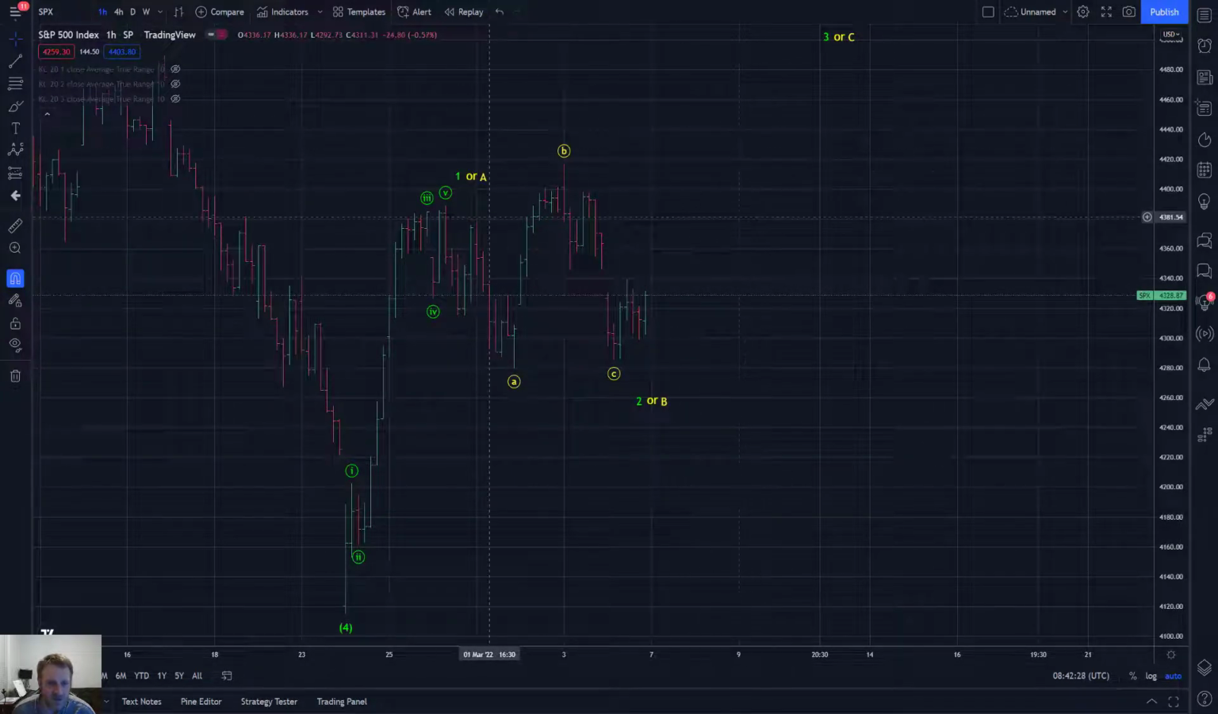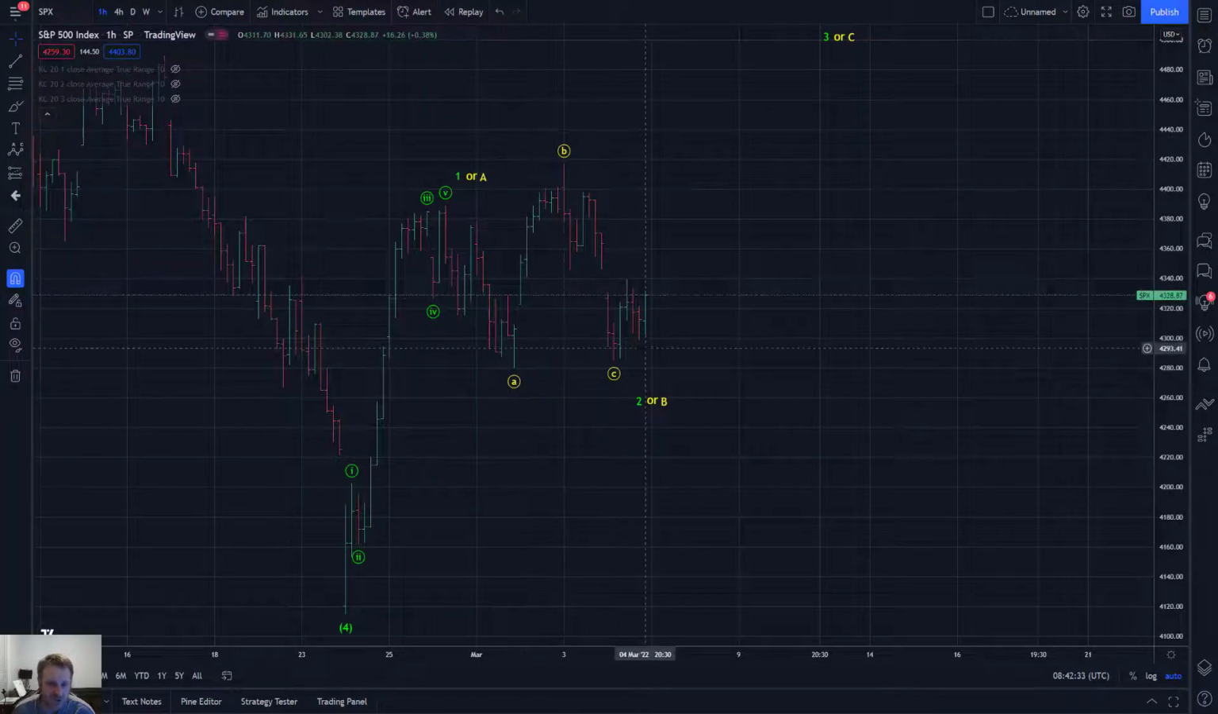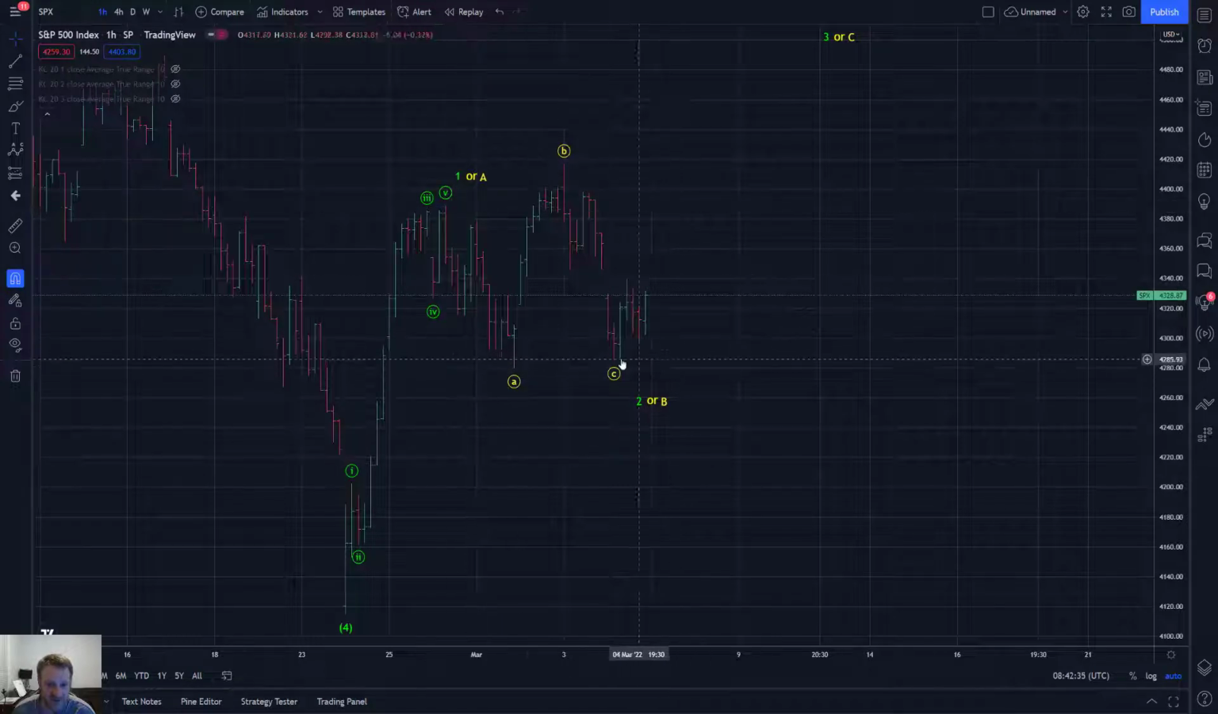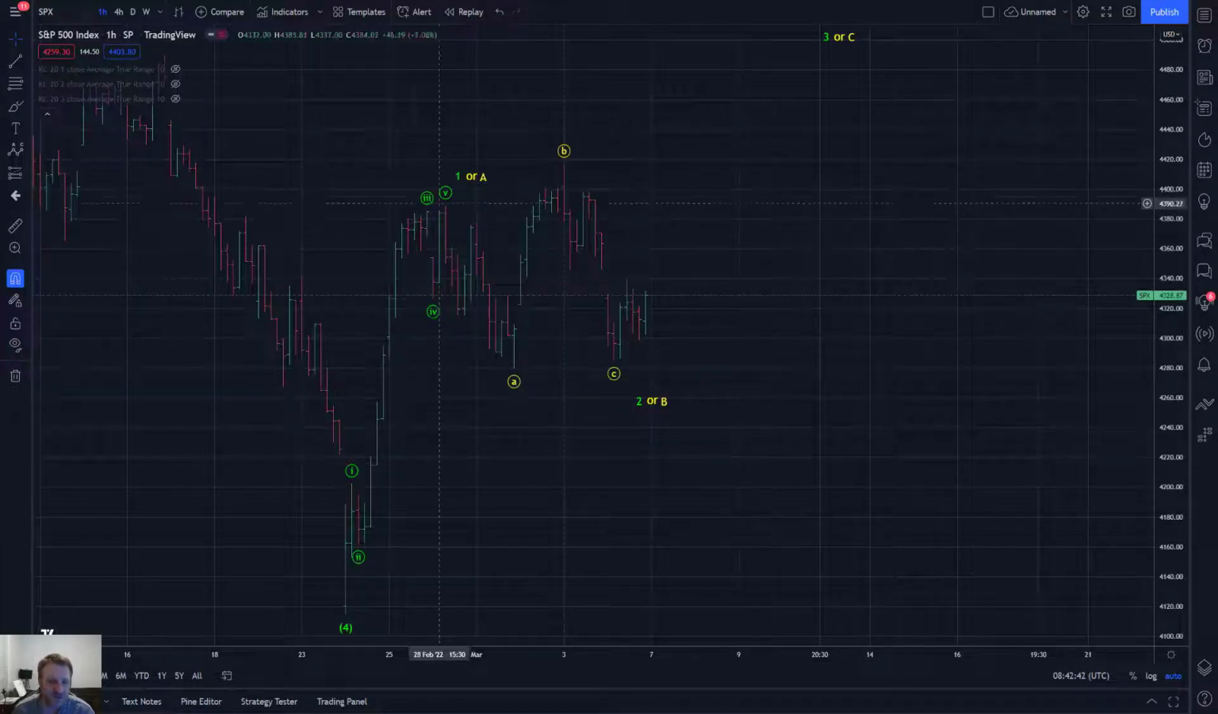But I think I mentioned in the last video, okay, well, we've got this initial 5-wave move, so the next opportunity will be once we do a corrective pattern off of that to set up for the next impulse wave. Well, I think we're approaching that point here. So there's a couple ways to look at this.